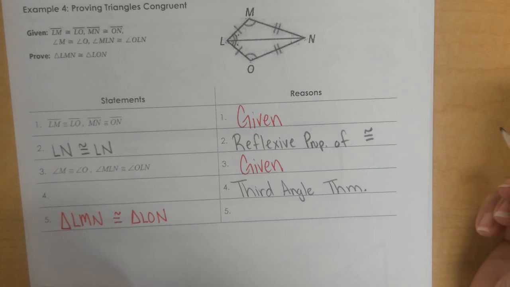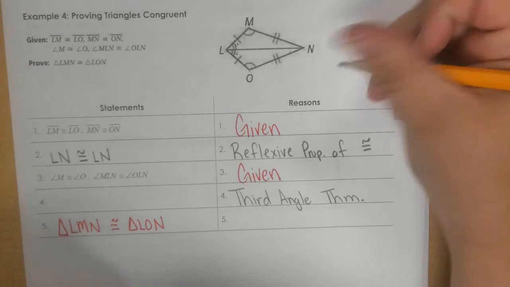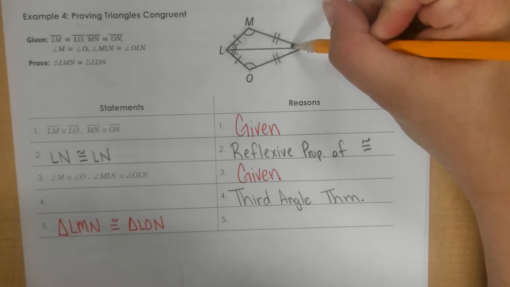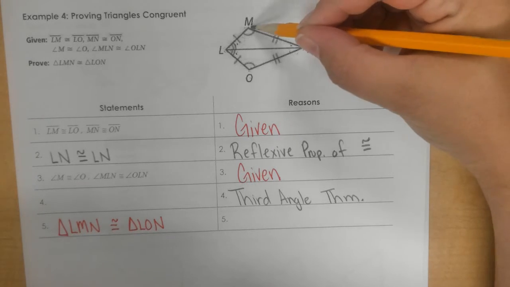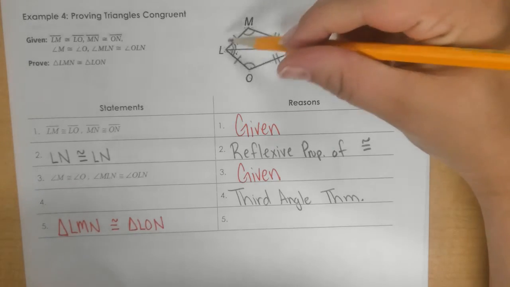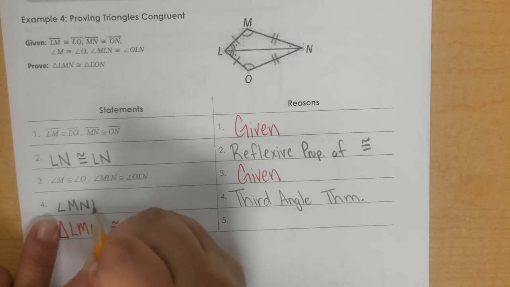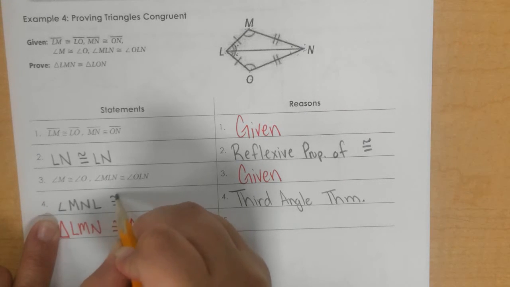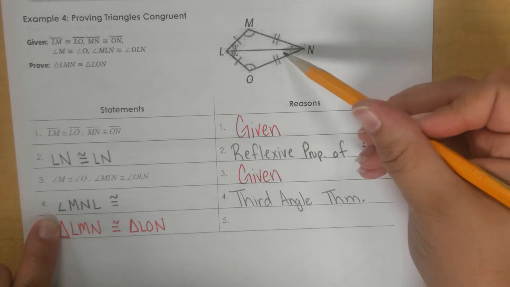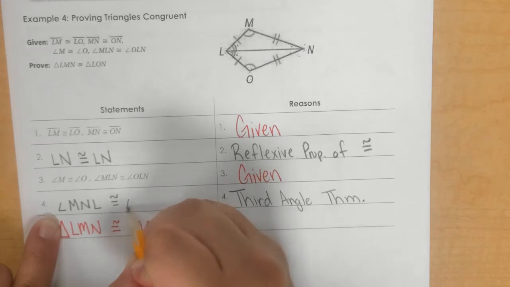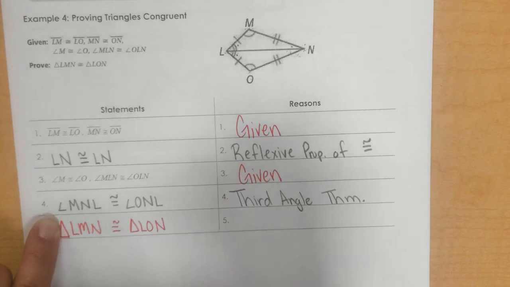It's just how to name those angles. So if I have to talk about this angle here, I'm going to say angle MNL is congruent. Now I'm talking about this angle, ONL, by the third angles theorem.